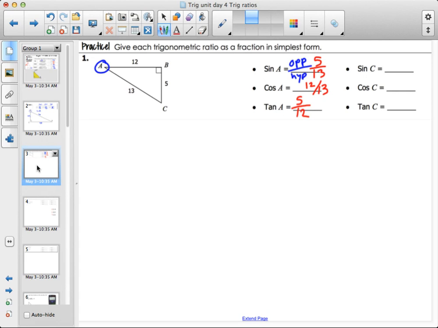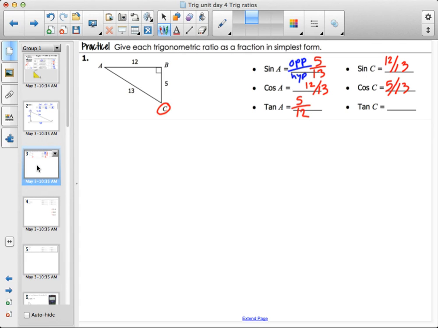All right, now as we change the reference point, or we change the angle, now we're in reference to angle C. So I'm just going to circle angle C and go through the same process. Sine of C is the opposite over the hypotenuse. That is going to be 12 to 13. Cosine of C is going to be the adjacent side over the hypotenuse. That will be 5 over 13.